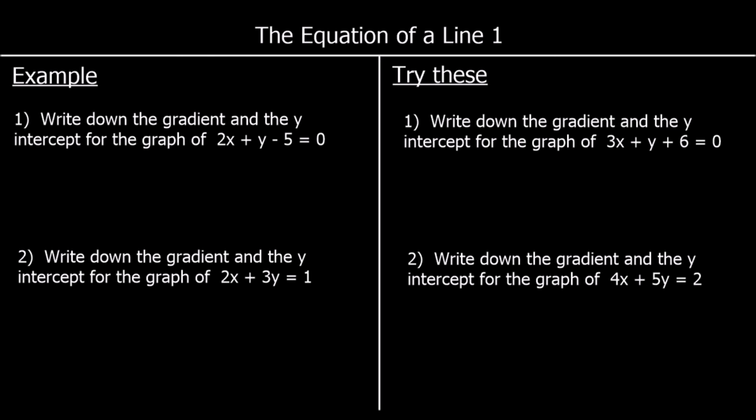And another example, this time we've got equations that have not been written in the form y equals mx plus c. So we can't tell what the gradient and the y-intercept are by looking at them, but if we rearrange them and get y by itself, make y the subject, then we can find the gradient and the y-intercept. So how can I get y by itself in this equation?